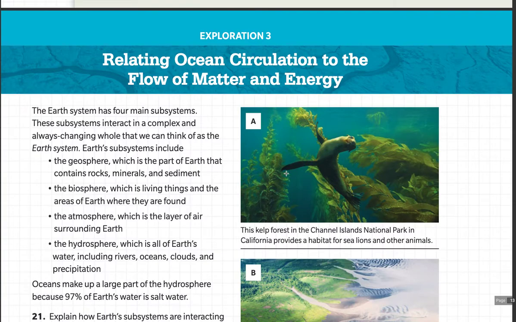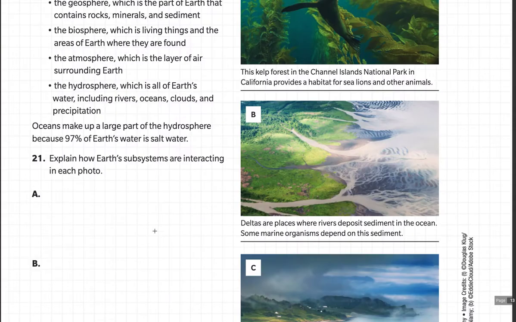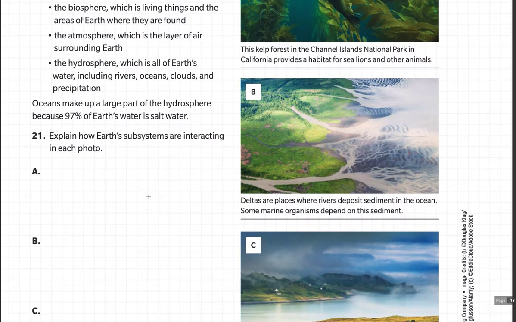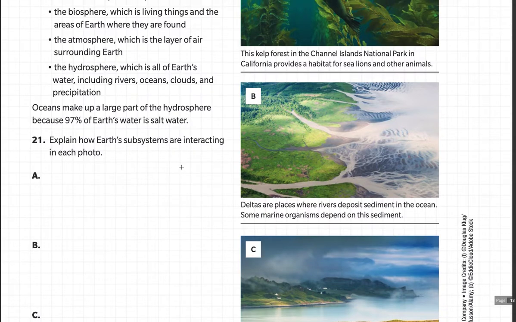Okay, Exploration 3: Relating ocean circulation and the flow of energy to matter. I've been talking quite a bit, so I'm going to try and hurry this up. Oceans make up a larger part of the hydrosphere because 97% of the Earth's water is in the oceans. Explain how Earth subsystems are interacting in each photo.